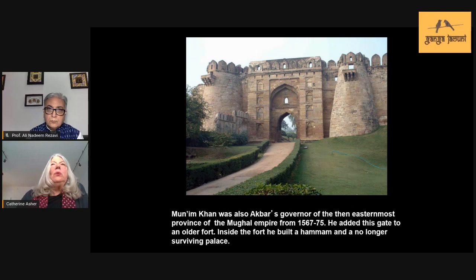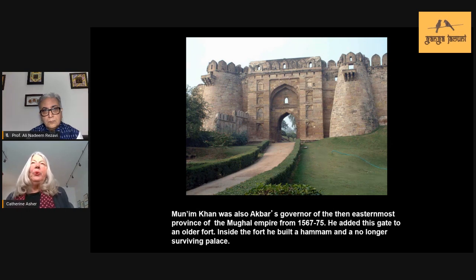Now, Munim Khan was also Akbar's governor of Jaunpur, which I forgot to write on the screen, but that's okay, which was then basically the easternmost province of the Mughal Empire. He was in control for a pretty long period of time, given the idea that nobles are shifted every 2 years. Then in the cases of many of these patrons, in fact, they are not. From 1567 to 75, he was essentially in charge of Jaunpur.